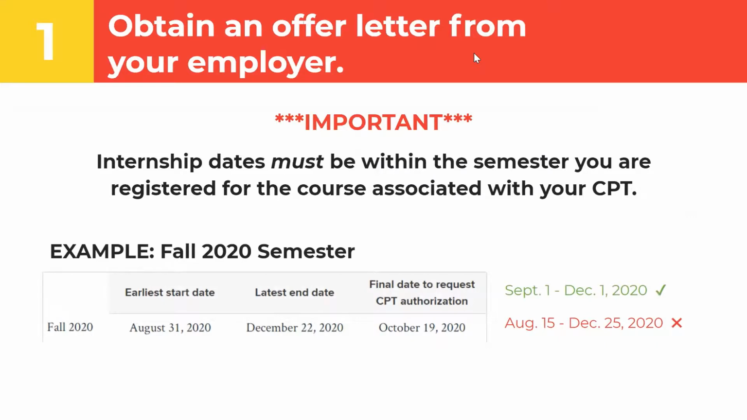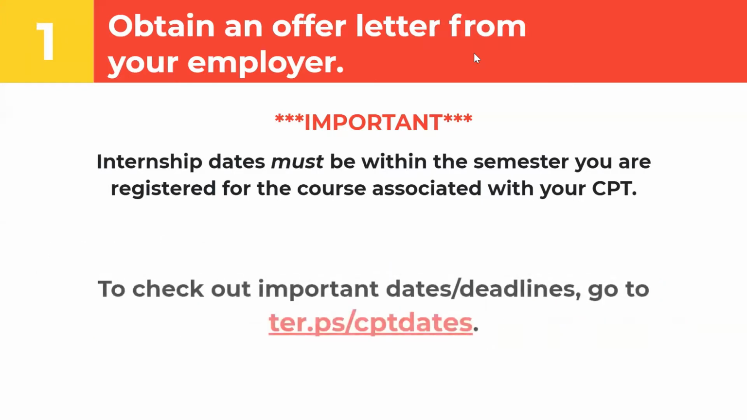So if you were to work September 1st to December 1st in an internship during this semester, that'd be totally fine because those are in the date ranges set by ISSS. However, this semester you would not be able to work from August 15th to December 25th because those are outside of the date ranges set up by ISSS. So to see these dates for fall, winter, and spring and summer semesters, go ahead and check out the website listed here or go to the ISSS website.